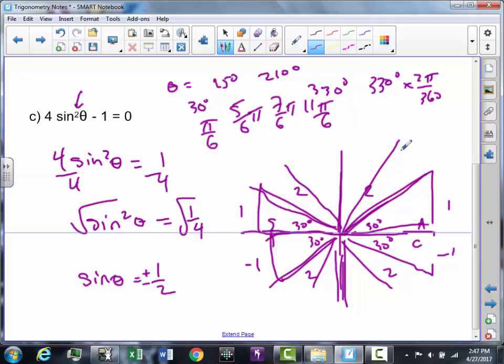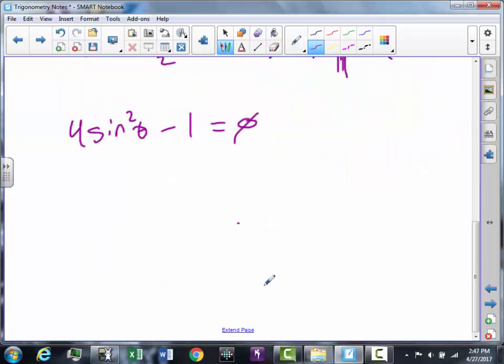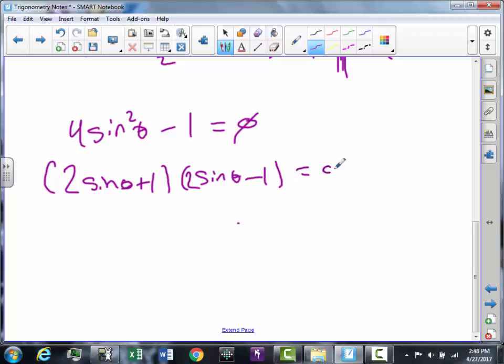Okay, let me show you one more way of solving this, just in case 3 isn't enough. Let me rewrite it out again. It was 4 sine squared theta minus 1 equaling 0. This was actually a difference of squares. See how you have two different terms? They're both square rootable terms, and there's a negative between. So as a difference of squares, this is going to be 2 sine theta, because that's the square root of 4 and sine squared, right? And then one of them is going to be plus 1, and the other one will be 2 sine theta minus 1 equals 0.